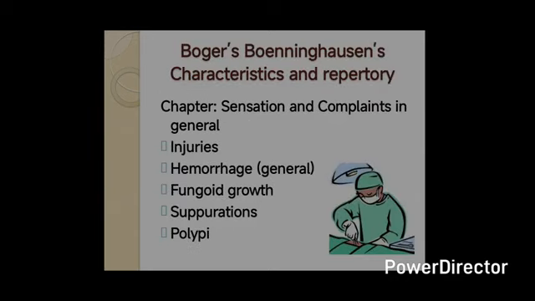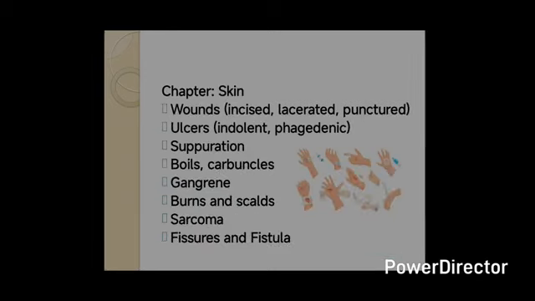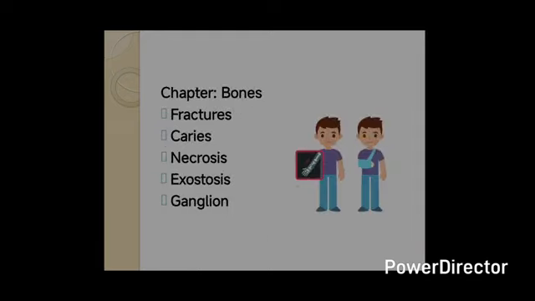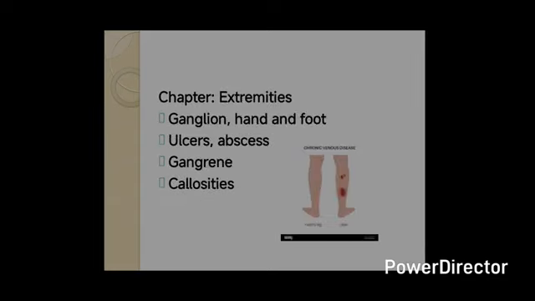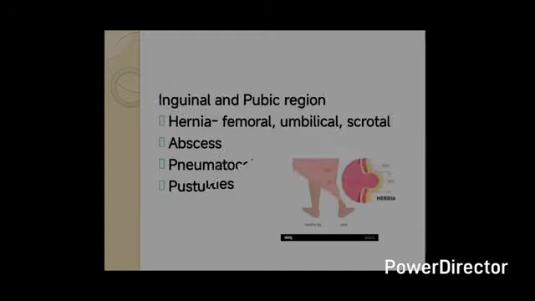In Boger's Boenninghausen's Characteristic Repertory, the chapter Sensations and Complaints in General contains some rubrics like injuries, hemorrhage, fungoid growth, suppuration, polypi. Skin chapter contains wound, ulcers, suppuration, gangrene, burns, scalds, sarcoma. Chapter Bones again has some rubrics like fracture, caries, necrosis, exostosis, ganglion. Chapter Extremities: the ganglion in hand and foot, ulcers, abscesses, gangrenes, callosities.